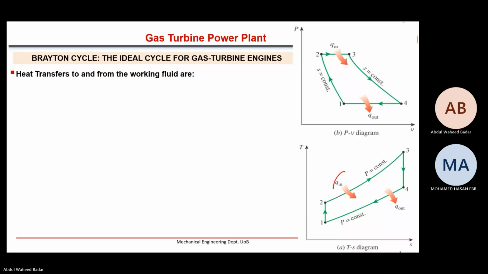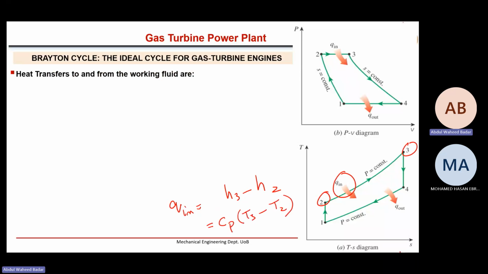Heat in. In the previous chapter, we used to call it H3 minus H2, and we used to calculate those enthalpies directly from the tables or charts. Here, no table, no chart for air. But it is constant Cp, so you simply use this. So we need to calculate temperatures. Cp is given constant. So this will be Q in.